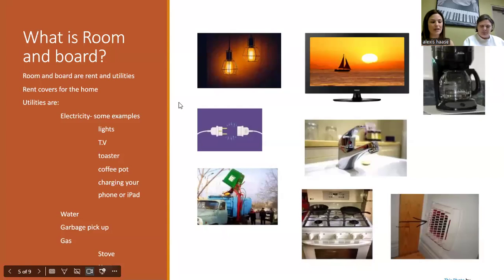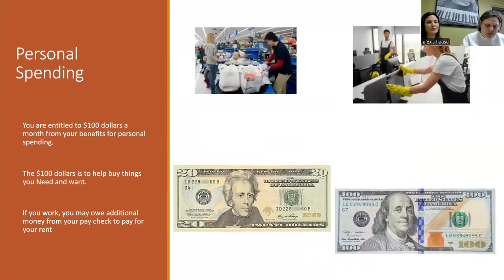Okay, we hope you guys had a few minutes to discuss and come up with some ideas and have good conversation about what you do with your room and board. Personal spending: you're entitled to $100 a month from your benefits for personal spending. The $100 is to help buy things you need and want. If you work, you may owe additional money from your paycheck to pay for your rent.